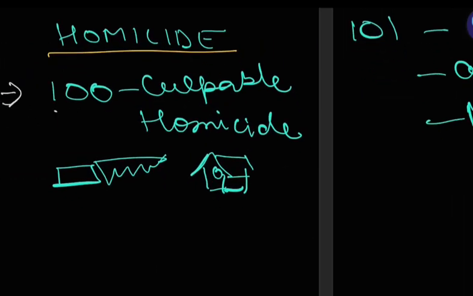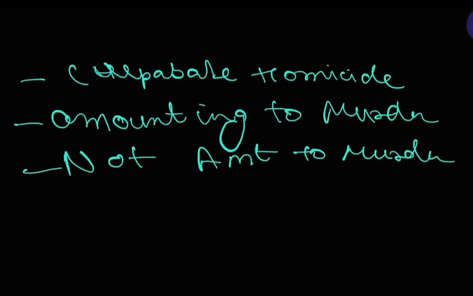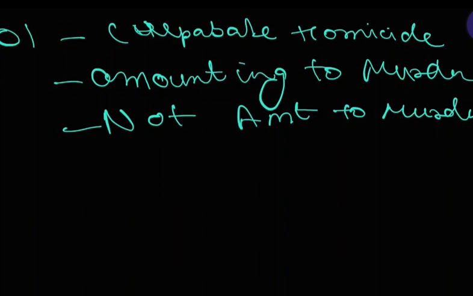In homicide we have 100, so 100 is very easy to remember. 0 is for death, so it's culpable homicide. We can remember that there is a saw and there is a house. So there is a person who is standing outside the house with a saw, so this is home, so homicide, and from saw we can remember saw. Okay, culpable homicide.